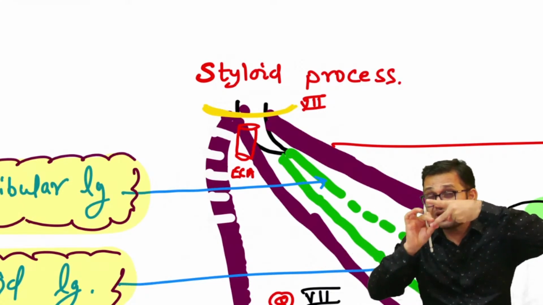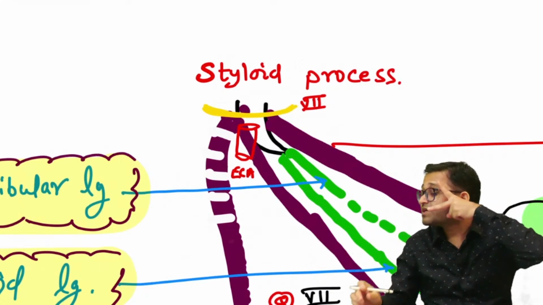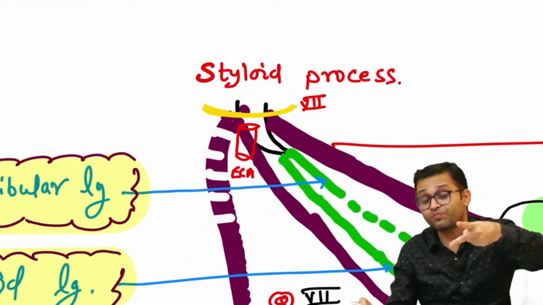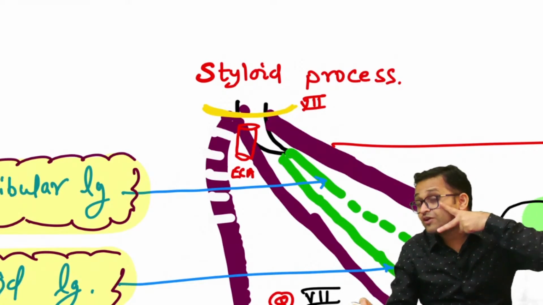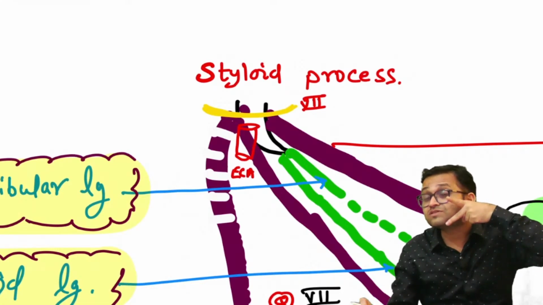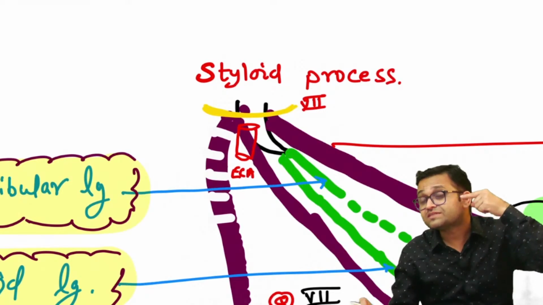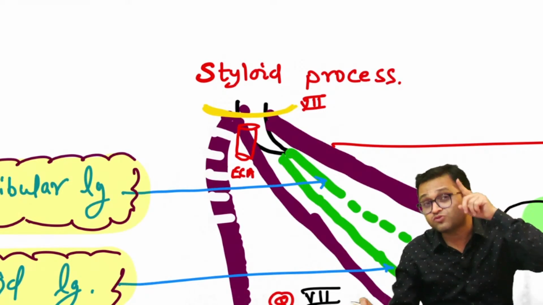Yes, upper and lower. The upper will go towards the zygomatic bone. We will learn this in our facial nerve part. So that is the zygomatic branch. Another will go downside, towards the temporal side. Okay, that is the temporal branch of the facial nerve, towards the temporal side.